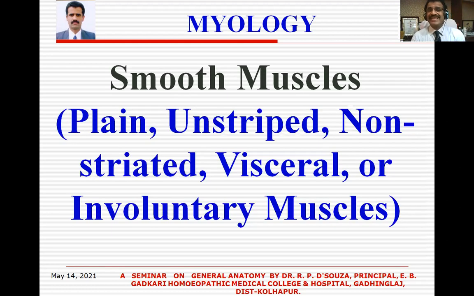Now we'll go to the second type of muscle. The second type of muscle is smooth muscle. Smooth muscles are also called plain muscles, because they do not have stripes, so unstriped also. They do not have striations, so non-striated. They are visceral because they are not attached to the skeleton, and they are involuntary muscle because they are under the control of the autonomic nervous system, not under the somatic. So totally opposite of skeletal muscle means smooth muscle. So you should know skeletal muscle properly, then you will know smooth muscles also.